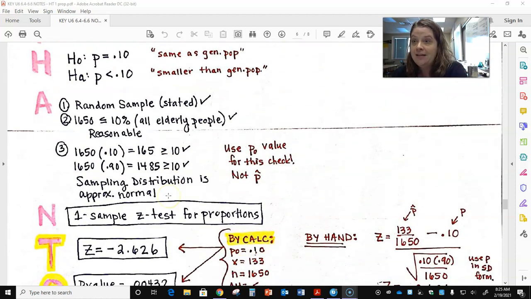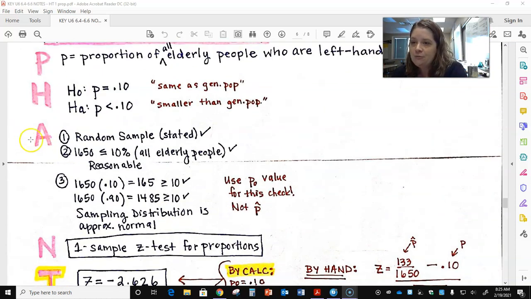All right, so I'm going to check my conditions. So the first condition is a random sample or random assignment. So do I have a random sample? Yes, it's stated in the problem that they randomly sampled these people. So randomly sampled, that is stated, check mark. Okay, is the 10% condition satisfied? So 1650 was our sample size. Is that less than 10% of the population? Now, the population we're taking the population proportion of is all elderly people, so that's what I'm going to use for that. And that is totally reasonable, moving on.